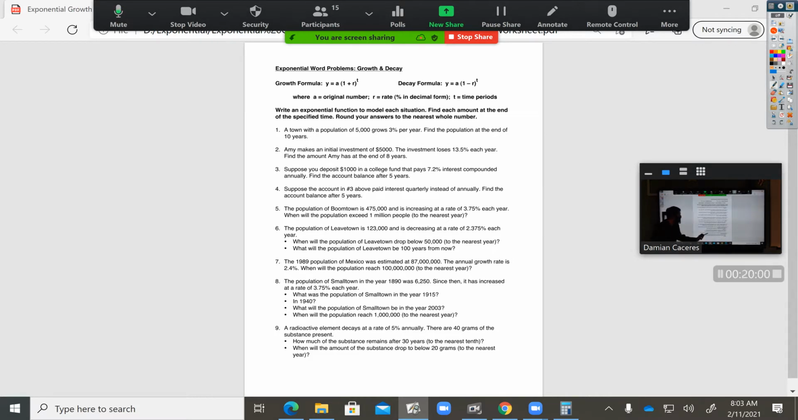Let's take a look at number 8, at one of the questions they have here. What was the population in 1915? How do you know what the exponent is on that question? Simple. The starting point was 1890. How many years from 1890 to 1915? 25 years. So what's your exponent on that question? 25. You with me? So if they don't tell you the amount of years, you got to subtract the starting point with the year they're talking about to find out what your exponent is.